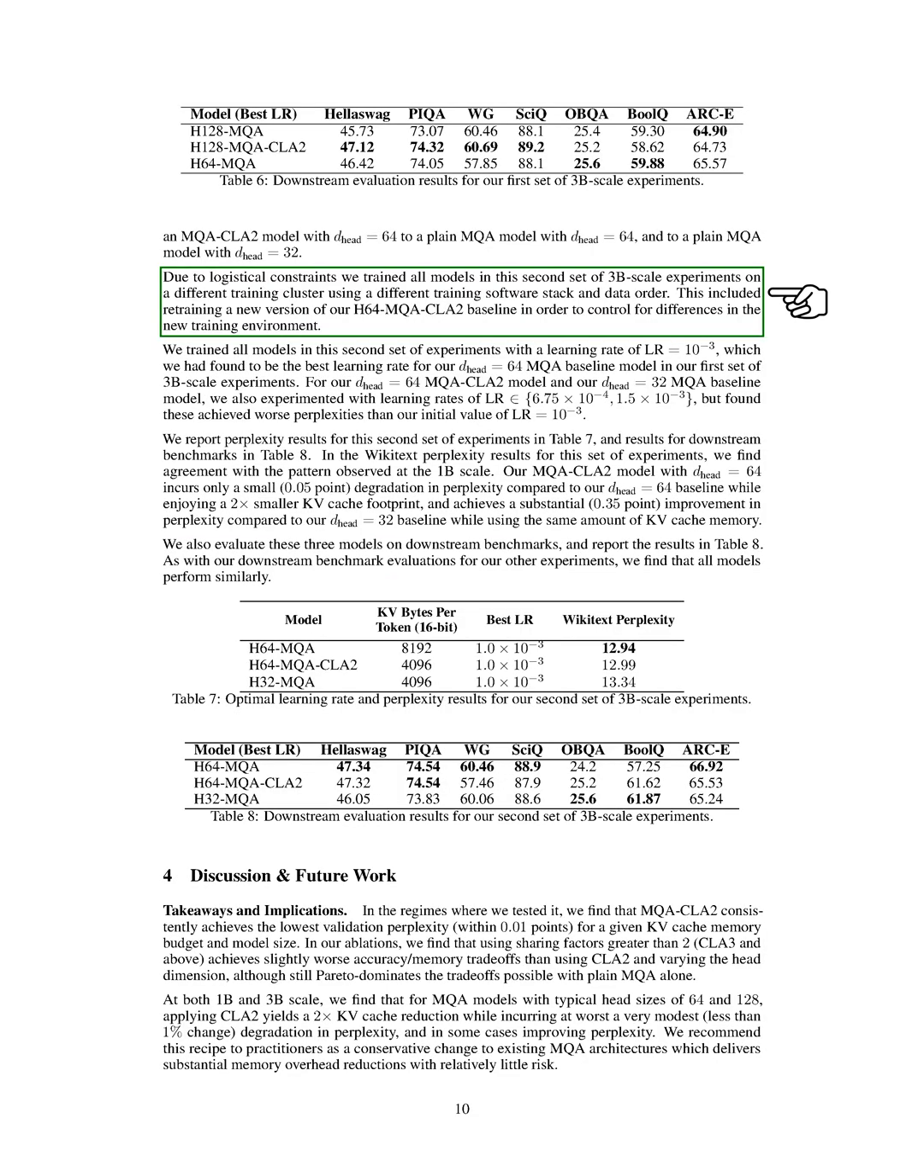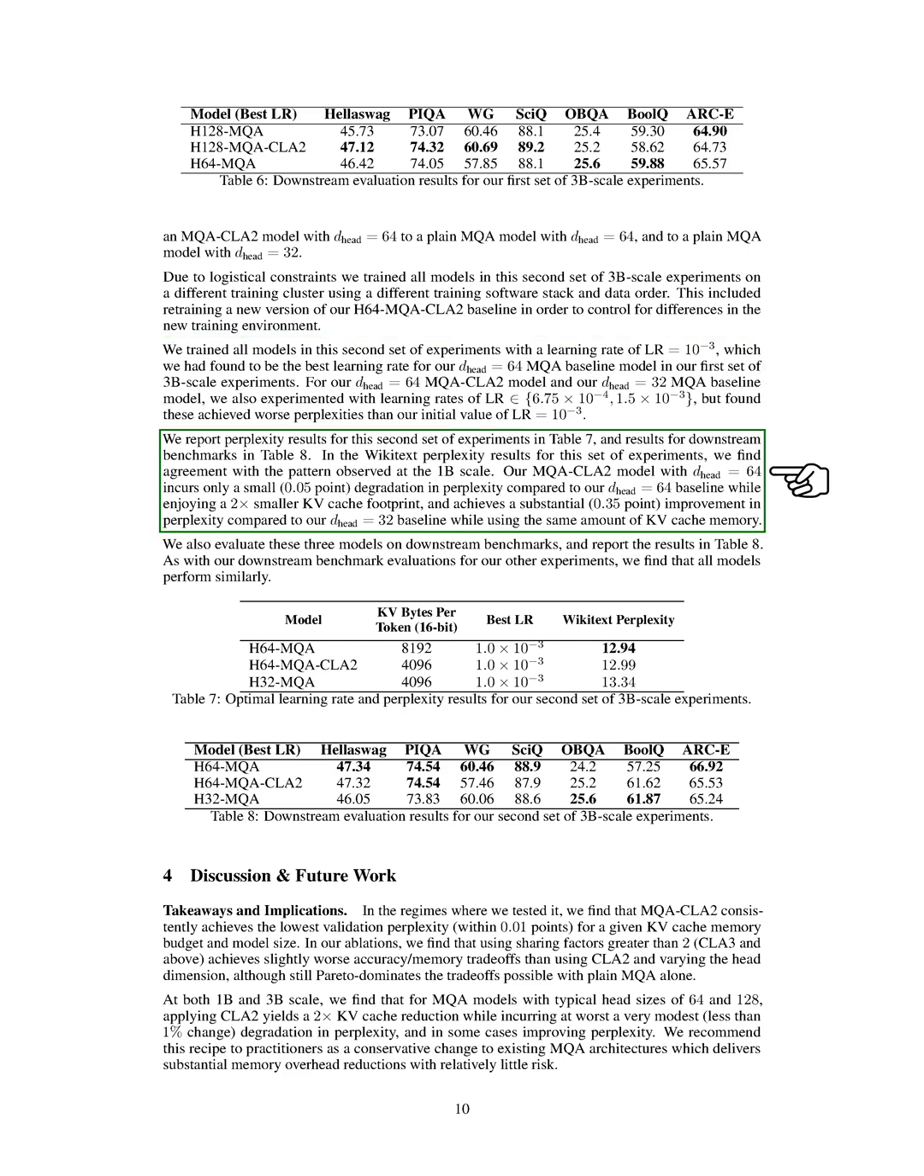These models were trained on a different cluster and with different software due to logistical reasons. We used a learning rate of 10⁻³ for all models in this set of experiments. The results showed that the MQA CLA2 model with d_head equals 64 had slightly better perplexity compared to the d_head equals 64 baseline model, with a smaller KV cache footprint. It also outperformed the d_head equals 32 baseline model in terms of perplexity.